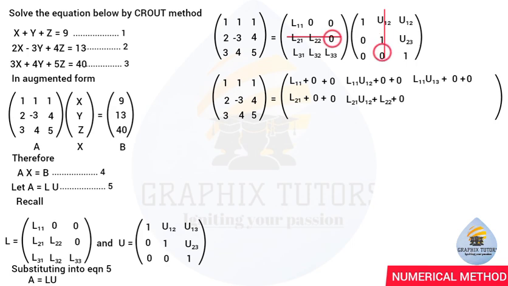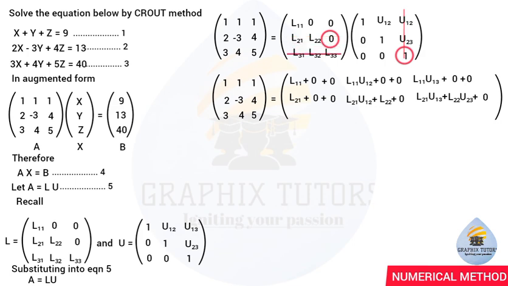Now go to the third column. L sub 21 times U sub 13 will give you L sub 21 U sub 13. L sub 22 times U sub 23 will give us L sub 22 U sub 23, plus 0 times 1 will give you what? 0. Now go to the third row to start the process all over again.